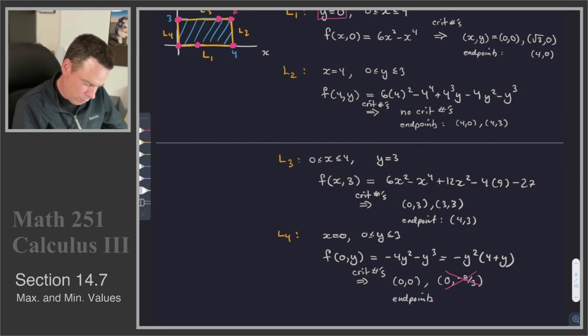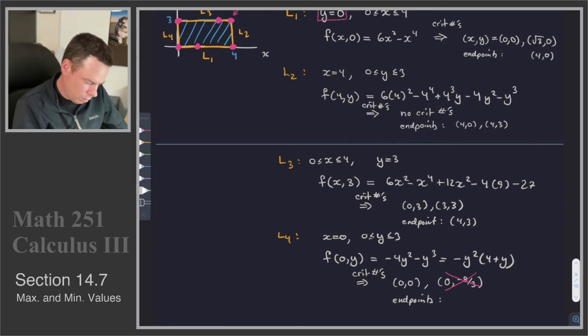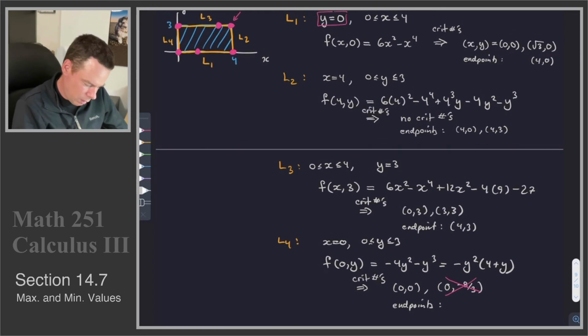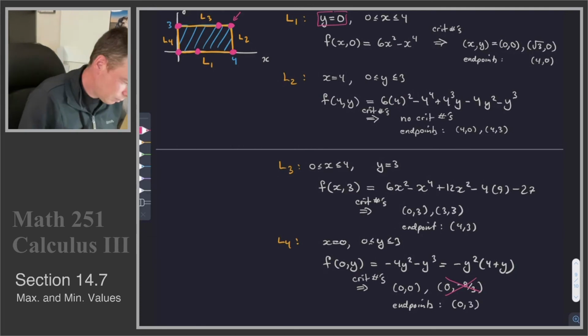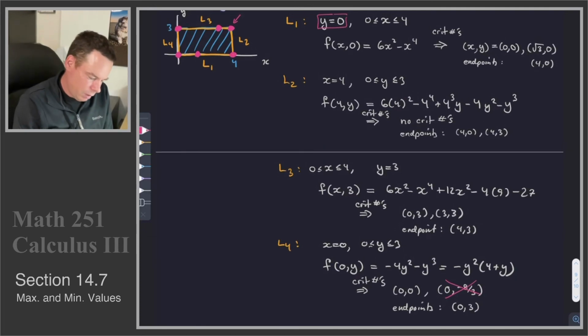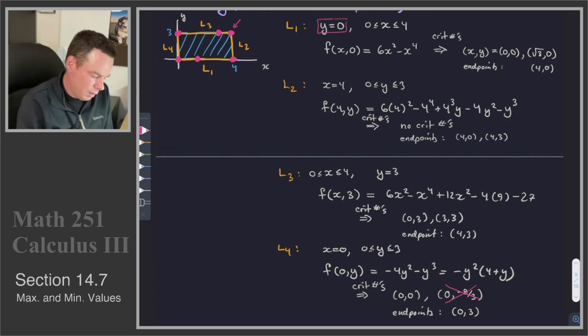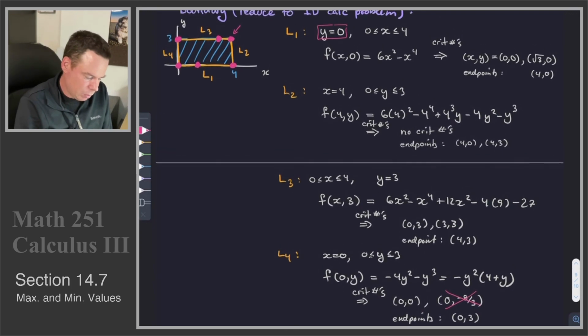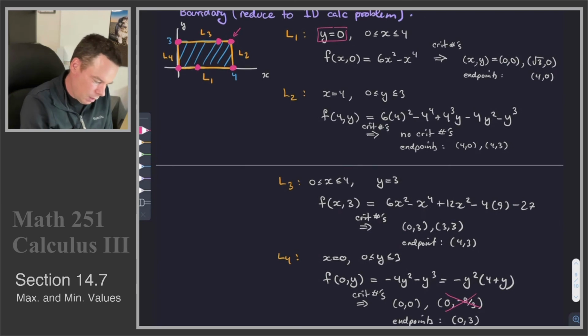And our endpoints are, we've already got (0, 0), which came up as a critical point. And our other endpoint would be x equals 0 and y equals 3. And so what we have now is a number of points that are also candidates for the absolute max and absolute min of our function. Those are these red points that I've indicated in that diagram on the left.